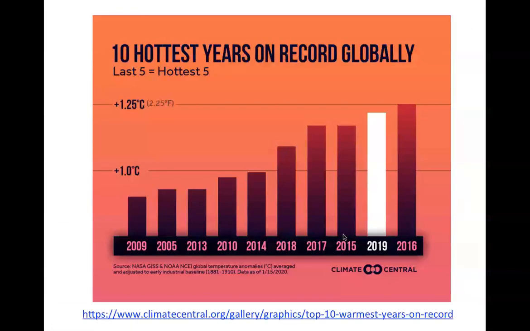So first of all, global climate change is happening. If you look at the 10 hottest years on record, so basically just taking global temperatures and averaging them, you can see that the last 5 years have been the hottest 5 years. Right? So 2016 is the hottest on record, followed by last year, 2019, and then 2015, 2017, 2018, 2014, 2010, 2013, way back in 2005 and 2009. So the hottest years on record have been in the last 15 years, with the hottest 5 being the last 5.